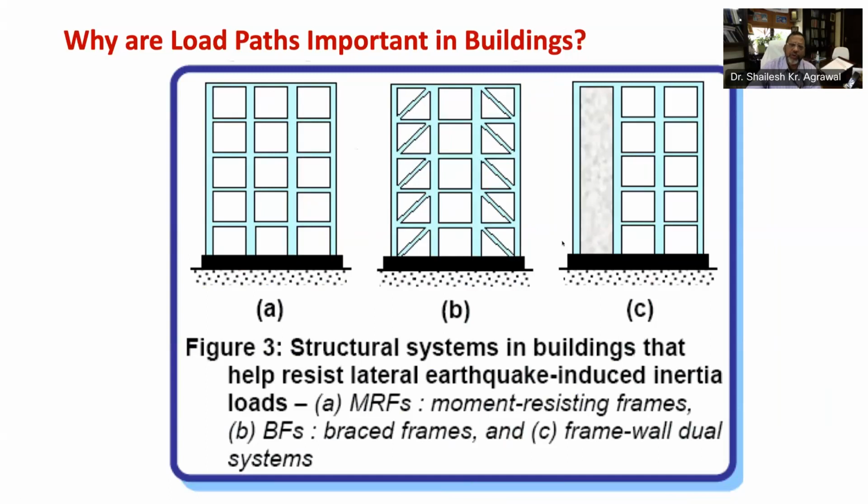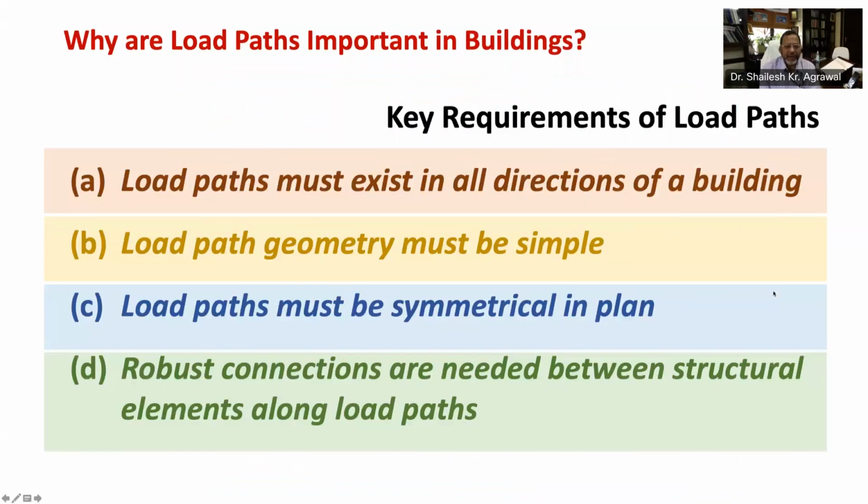Having understood the role of various structural elements for load paths, let me spell out key requirements of load paths. Earthquake performance of buildings is determined by soundness of their load paths, independent of the material with which buildings are built, that is masonry or RCC or structural steel. Earthquake codes require designers to ensure presence of adequate lateral load paths in a building in two horizontal plan directions. Essentially, there are four requirements of load paths.